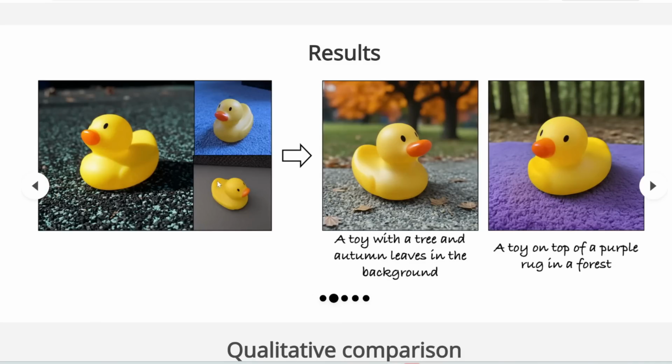Here's another example. If you upload reference images of this duck, notice that it could be in different angles and different lighting conditions, it doesn't really matter. And then you prompt it with a toy with a tree and autumn leaves in the background. This is what you get. Or you can also write a toy on top of a purple rug in a forest, and here's your result.